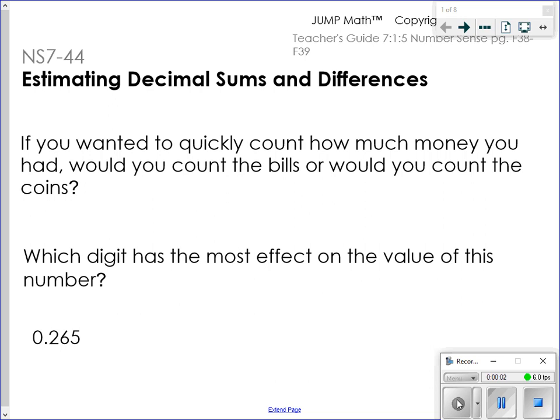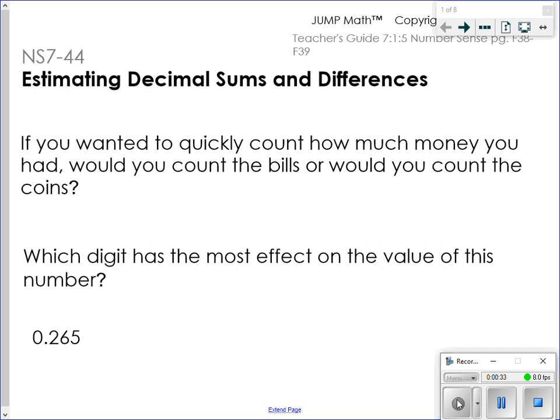Today we're going to talk a little bit more about estimating decimal numbers, and we're going to use that to help us in some problem solving today. So if you wanted to quickly count how much money you had, would you count the bills or would you count your coins? Well, you would just get a quick estimate of how much money you have by counting your bills, right? Because they're worth more than the coins.